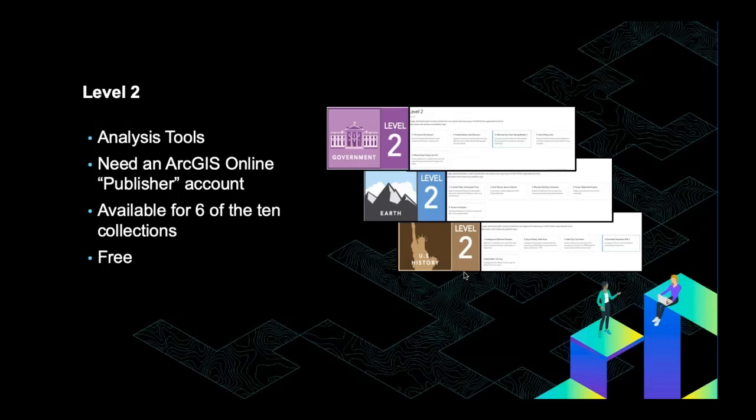And we've been talking about level 1 GeoInquiries. No login, no installations, you don't need anything. You just go to the website, pick the PDF you want, and teach it tomorrow. Level 2 is a little different. Of the 10 collections, 6 collections have a handful of level 2 activities associated. So for example, on screen, government, the Earth Science Collection, the US History Collection, the World History Collection, Human Geography, and one other also has level 2 content.